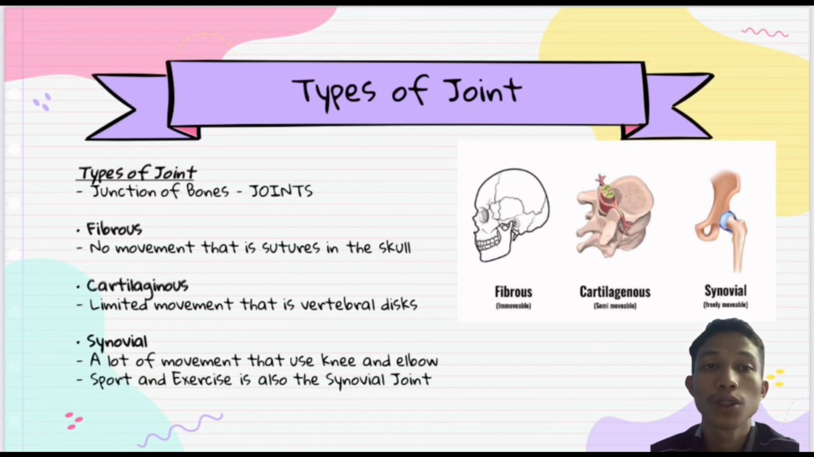Next we proceed to the types of joints. A joint is a junction of bones. The types of joint are divided into three: fibrous, cartilaginous, and synovial. For the fibrous, there is no movement, such as the structure in the skull. Next, for the cartilaginous, there is limited movement, such as the vertebrae. Then for the synovial, there is a lot of movement, such as the knee and also the elbow. For sport and exercise, it is also the synovial joint.